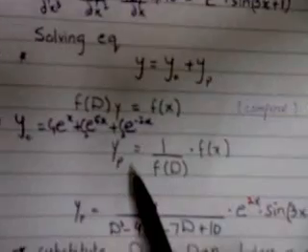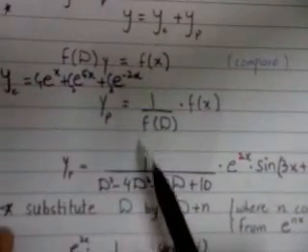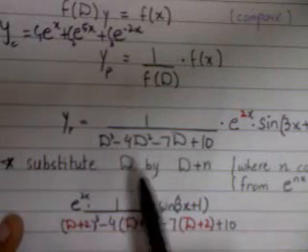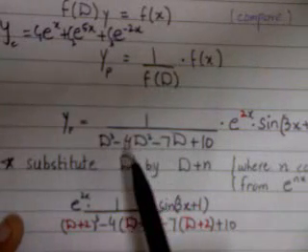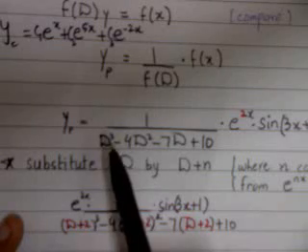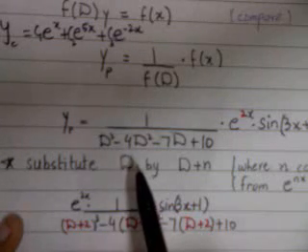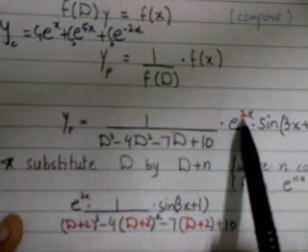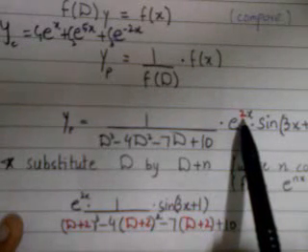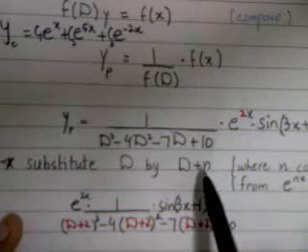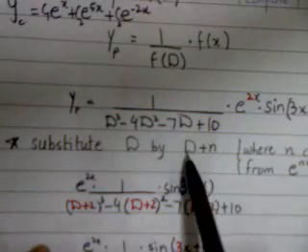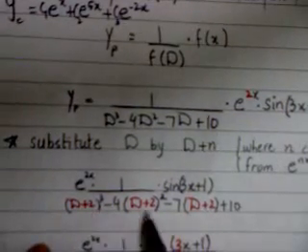Then for finding out my y particular, the first step I have to do is replace my D in the function of D by D plus n, where n is the power of the exponent, and here the power of the exponent is 2x. So I have replaced my D by D plus 2. If this was 3, it would have been D plus 3 that I would have replaced here.